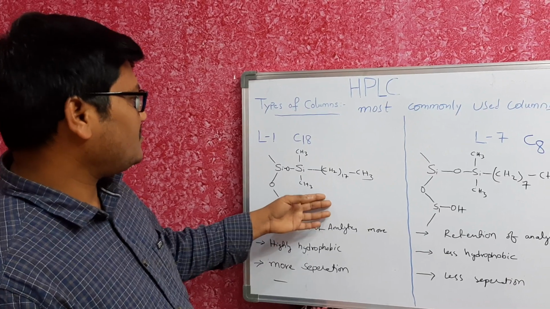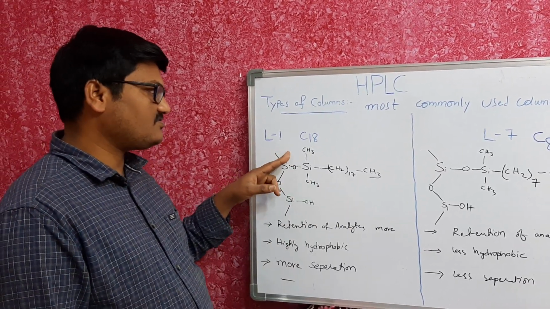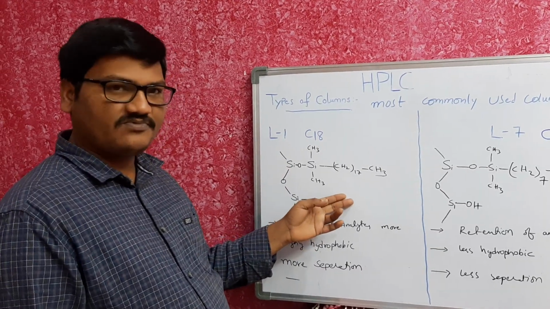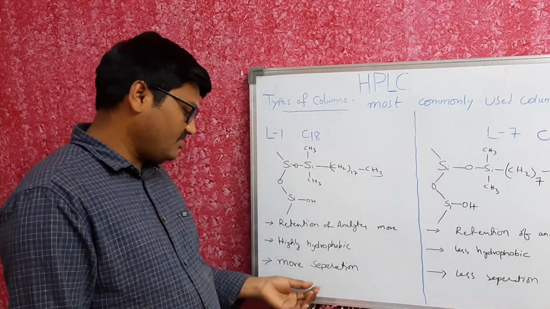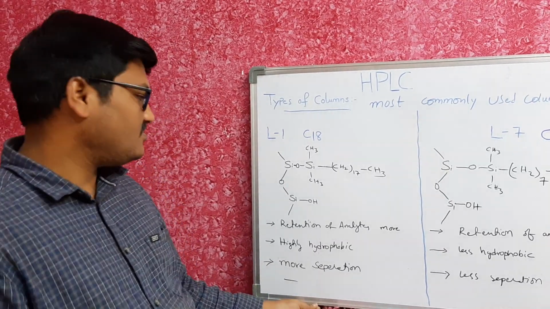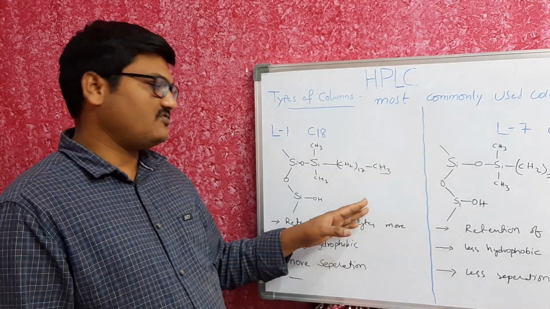Most of the samples in pharmacopoeial methods, generally C18 columns are used for most of the 70% of the compounds. In the earlier classes also we discussed most of these samples are polar and mid-polar compounds.